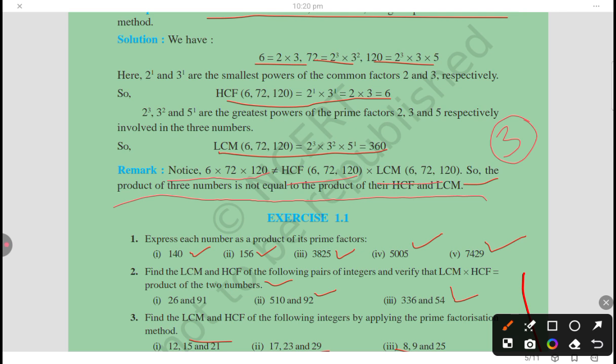So by using this method, you can factorize 140, 156, and do this question, this question, this question. If you have any doubt, you can comment in the comment section. I'll reply.